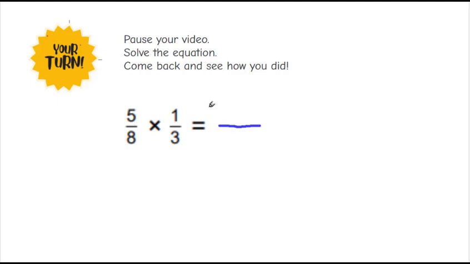You just multiply the numerator, 5 times 1 is 5, and then multiply the denominator, 8 times 3 is 24. The hardest part might be if you don't know your multiplication tables. I do have a multiplication chart in the description. Print that off. Make sure you keep practicing all of your multiplication until they're all memorized, at least from 0 to 10. It'd be better if you went from 0 to 12.